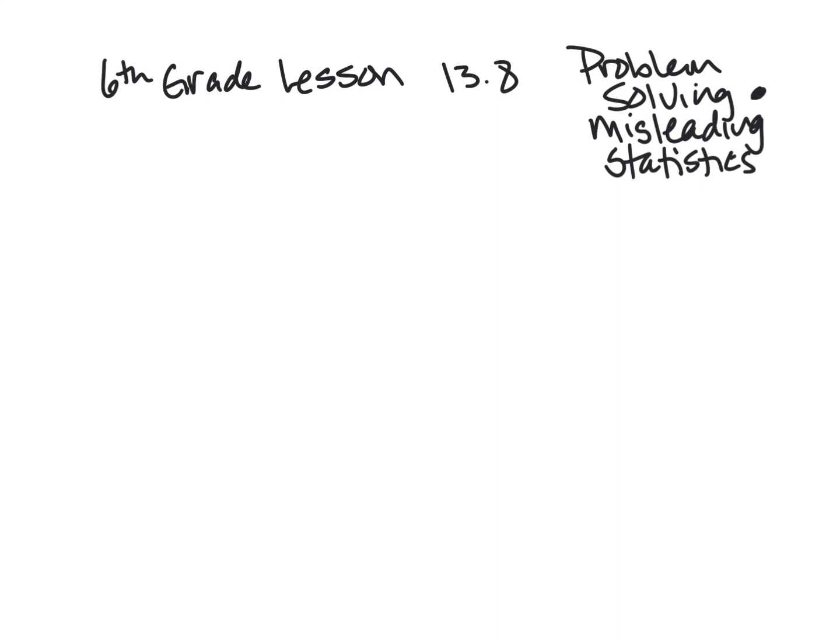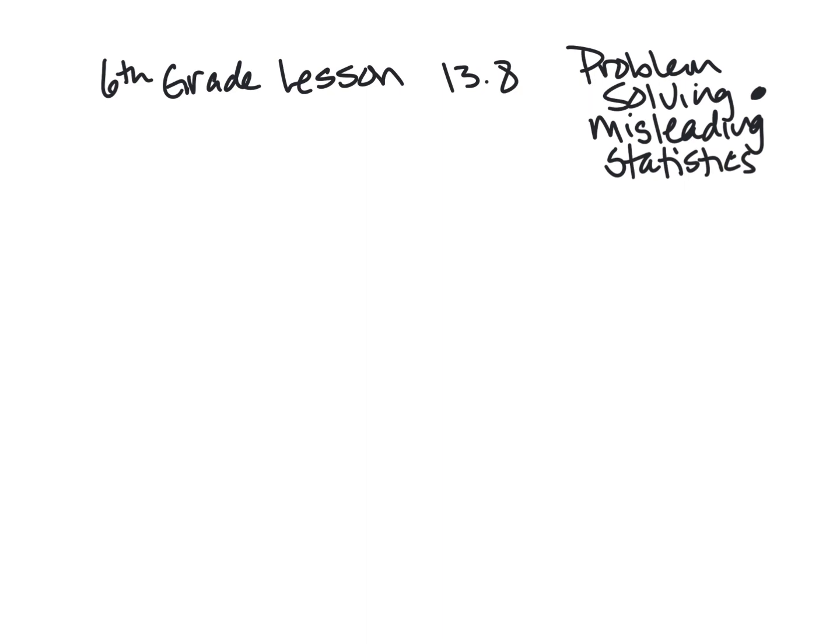Sixth grade lesson 13.8. This is the last lesson in the sixth grade book: problem solving and misleading statistics. We're still going to be looking at the mean and the median, measures of center, mode, those sorts of things. But we're also going to look at how sometimes the information could be misleading and how we can make sure we aren't misled by the information we're given, so that we can catch or understand the data being given to us.